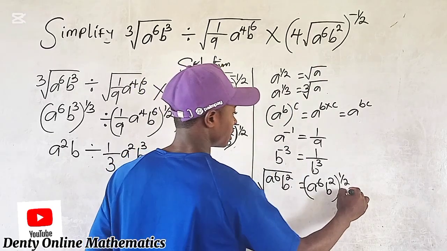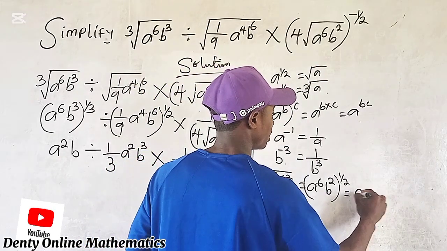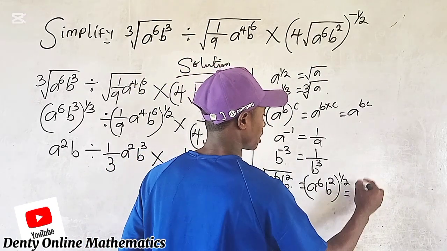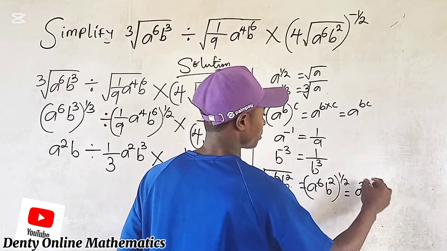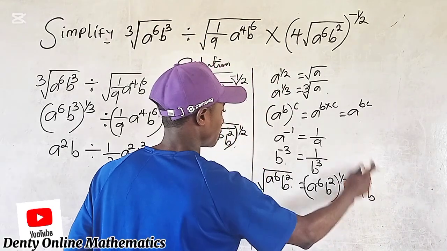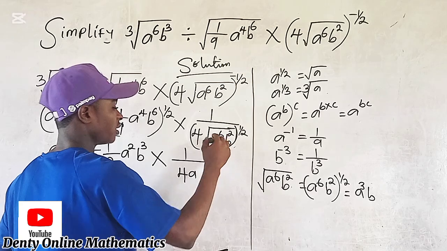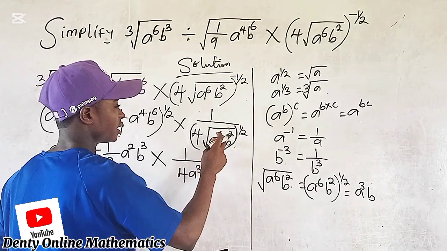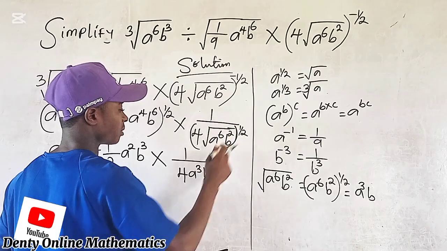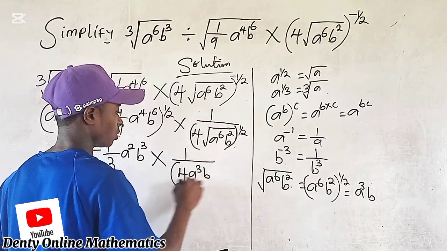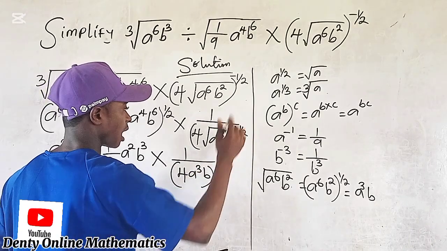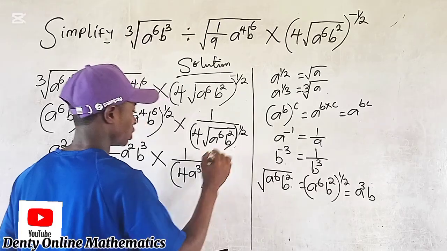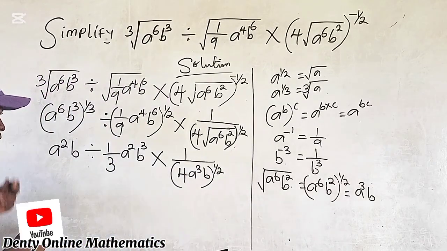So this is the same thing as saying a raised to the power of 6 times half is 3, b raised to 2 times half is 1, which is the same thing as b. So everything here becomes a raised to the power of 3 multiplied by b. 6 times half is 3, 2 times half is 1. So we raised all of this to this outer exponent, which is 1 all over 2.